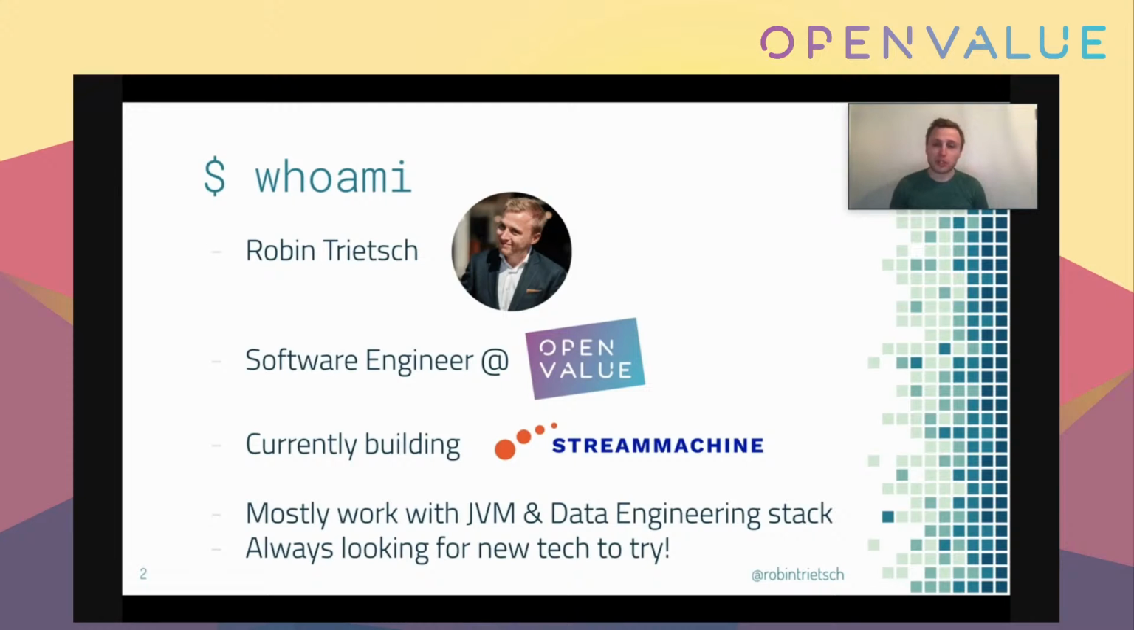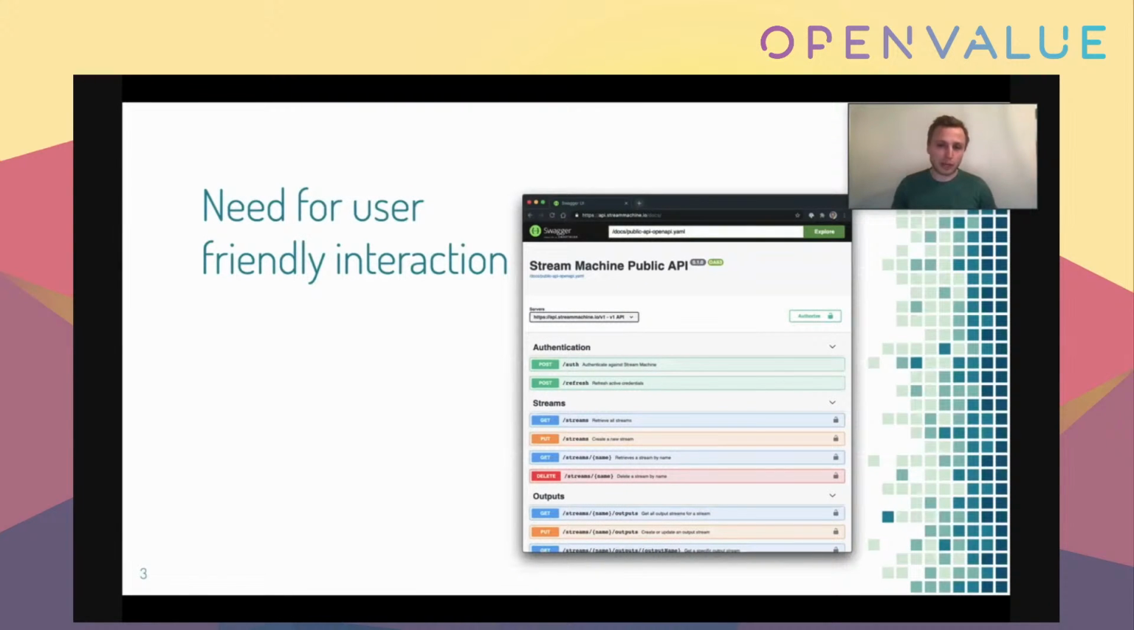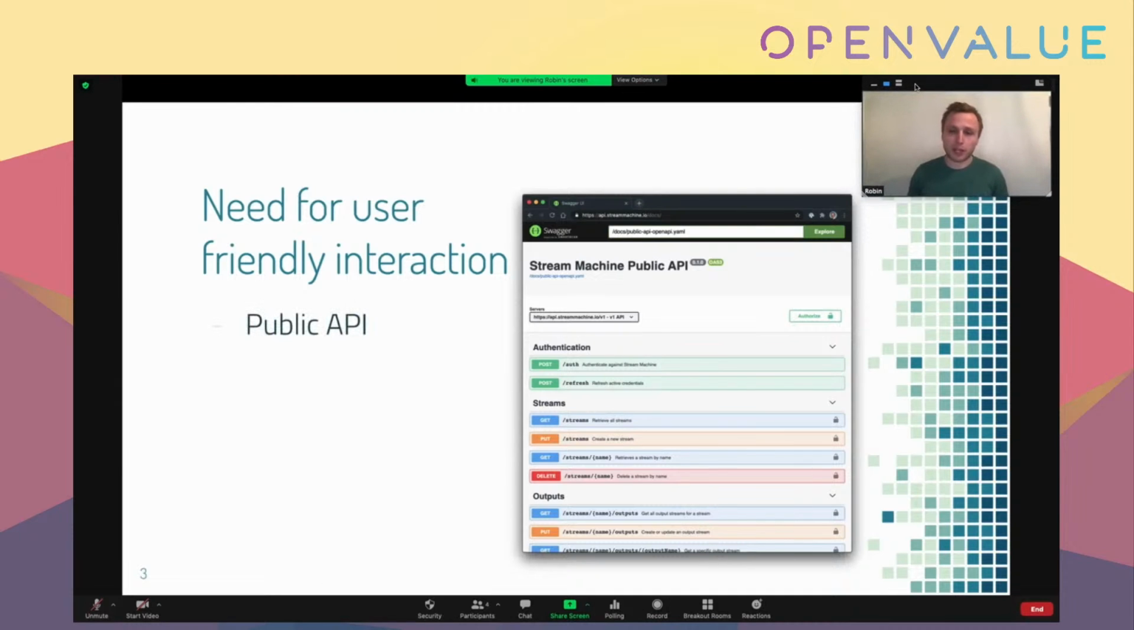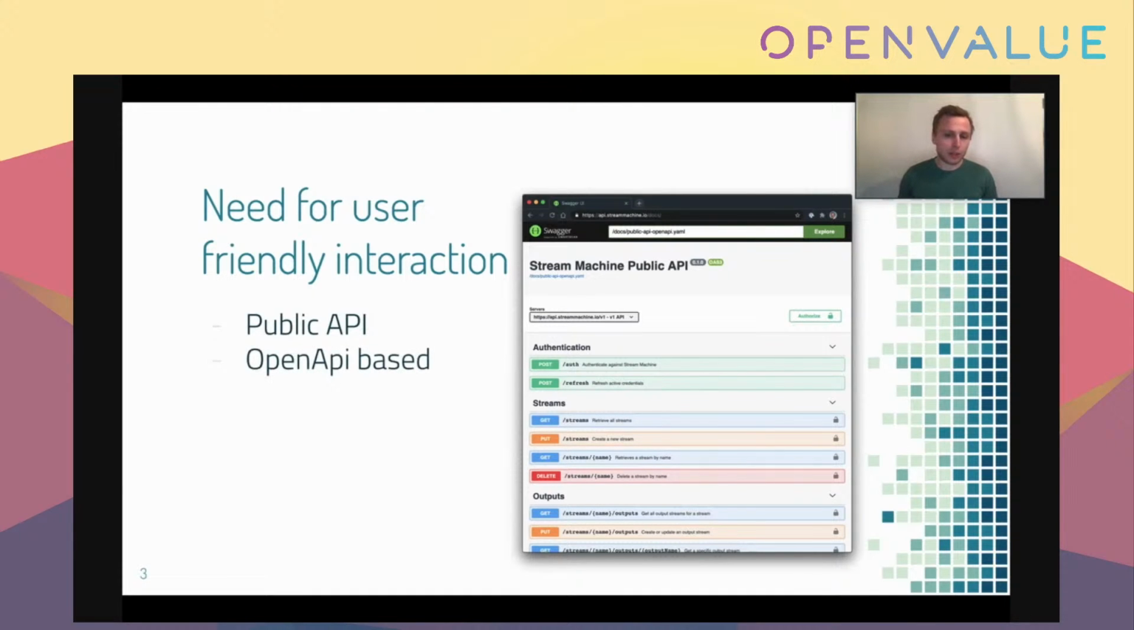And well, I'm always looking for new tech to try out, and that's also how I decided to try out GraalVM, which is a key component in this talk. So let me first tell you something about Stream Machine. I already told you what the focus is. Stream Machine has a public API, which of course has an OpenAPI specification, and this allows us to generate a nice Swagger page for customers to interact with.